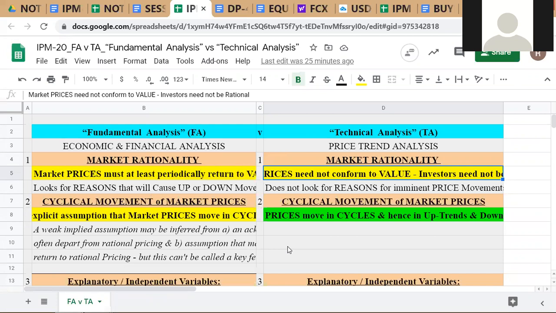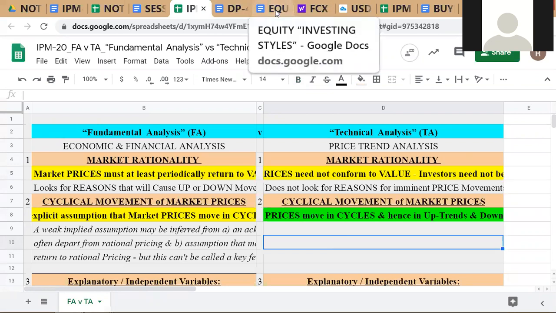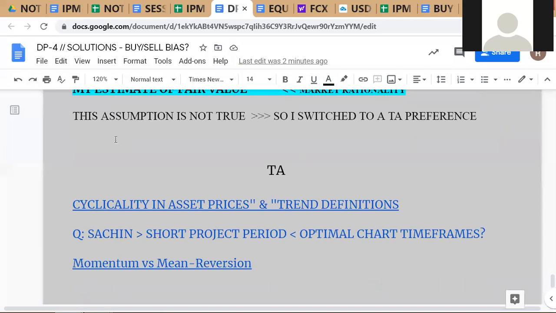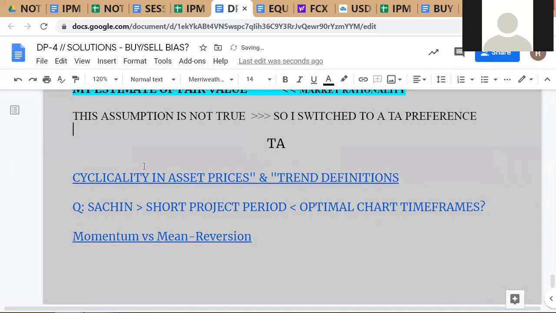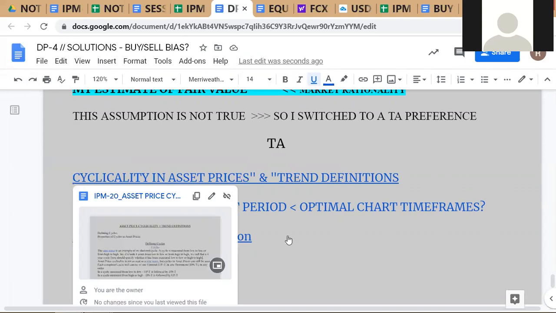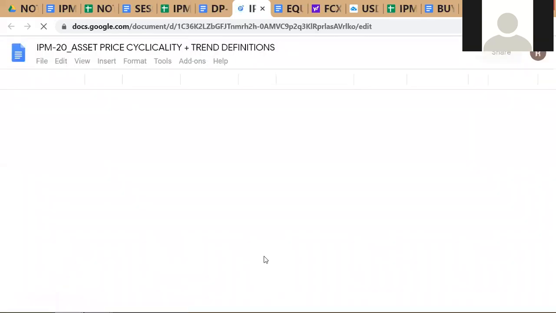Second point. This is where we go into a long discussion also. Let me briefly explain, and I'll give you the notes. You will see that under your DP4, all this discussion is happening under DP4. Now, under TA, the next assumption is, we are discussing TA, the next point is the cyclicality in asset prices and trend definition. There's a file here. We can open this file. It's also in your notes.